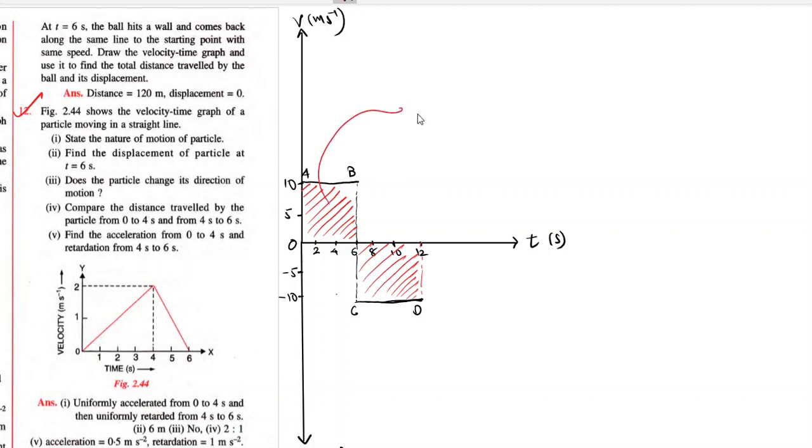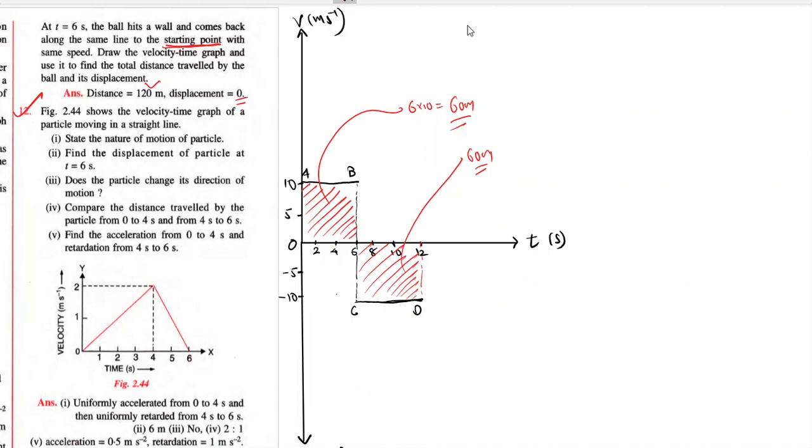So this area is nothing but length into breadth, because it's a rectangle. So it will be 6 multiplied by 10, which is 60 meters. This one is also 60 meters. So the total distance is 120 meter. But the displacement is 0. Why? Because the ball hits the wall and comes back along the same line to the starting point. And we know that if the initial position and final position of a body after covering a certain distance are the same, then the displacement is 0.